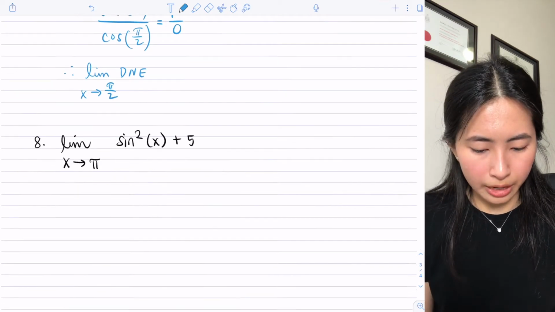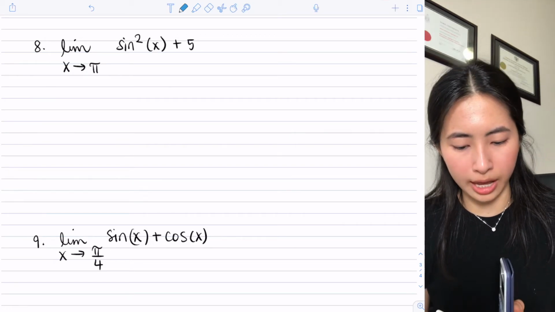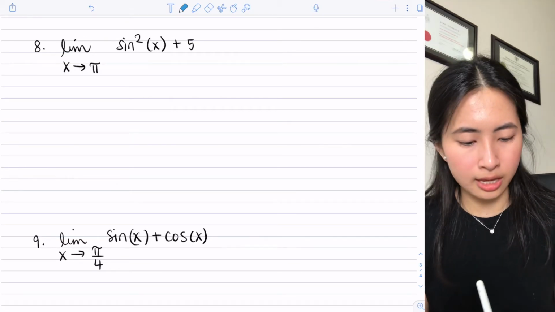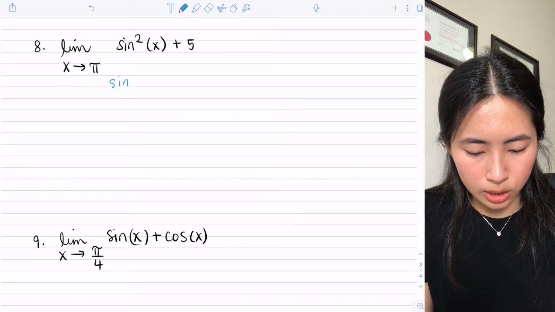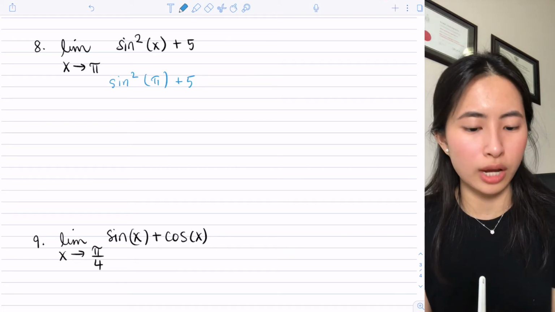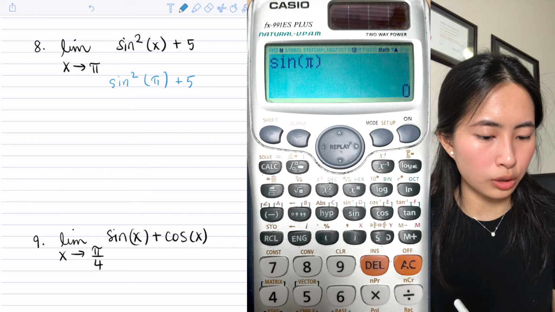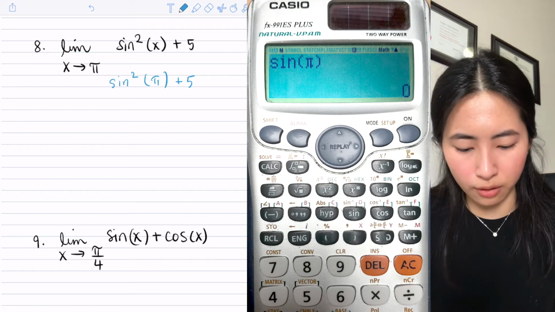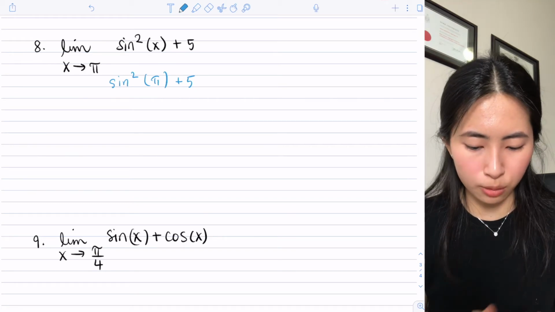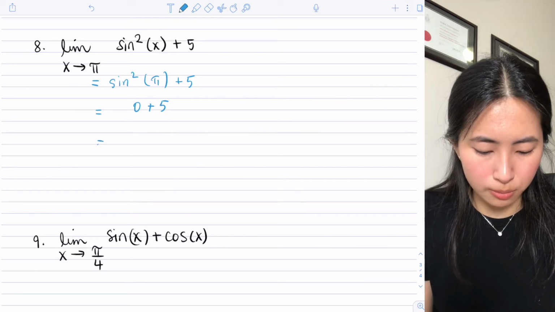Great. So for number 8, we can move on. We would have the limit when x approaches pi of sine squared x plus 5. As you can see, when you plug in pi into your x, you would have sine squared pi, plus 5. So take your calculator, make sure it is in radian mode, and type in sine pi. You see that it's actually 0. So if you have sine pi and you square that, 0 squared is 0, and you would have 0 plus 5. Therefore, the limit when x approaches pi is 5.